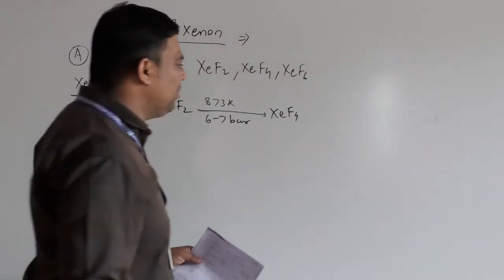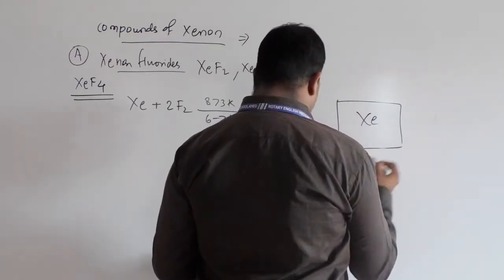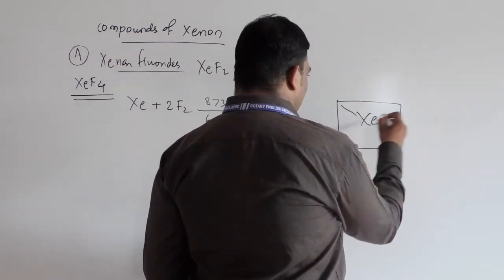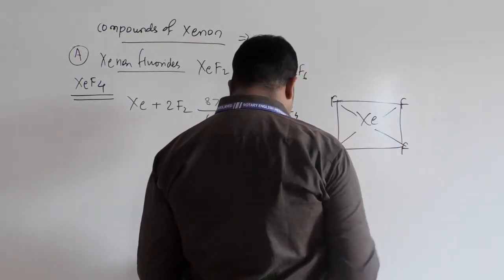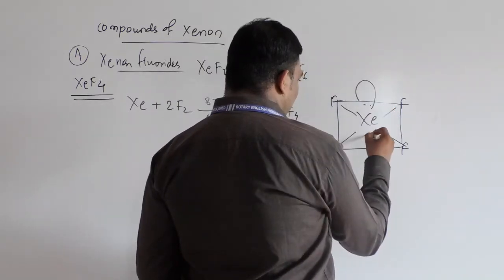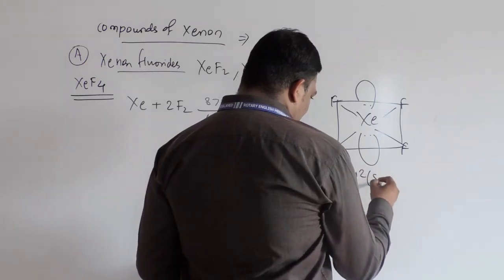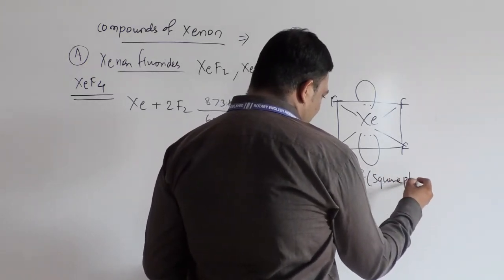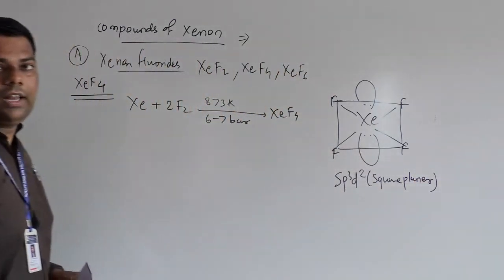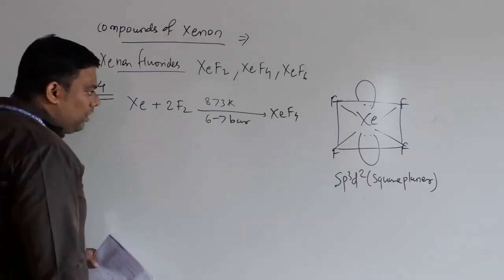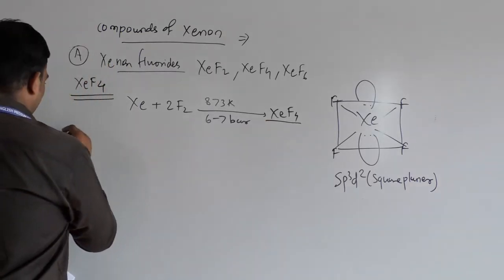Whenever we talk about structure, see the structure like this, Xe like this, square planar, with fluorines as shown, sp3d2 hybridization and square planar shape. Now what will happen when XeF4 reacts with water?